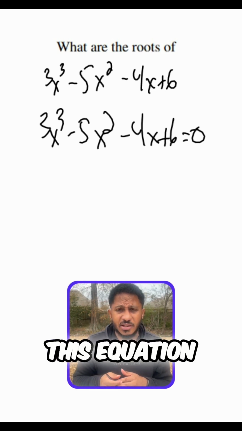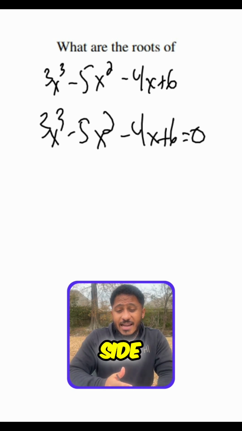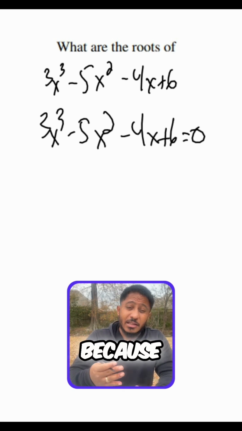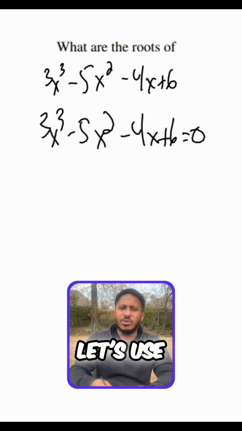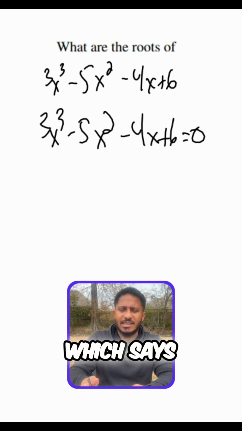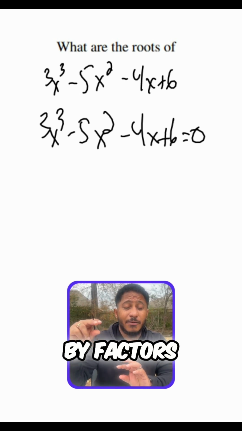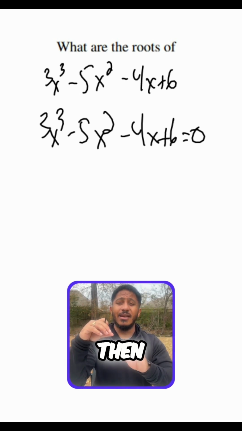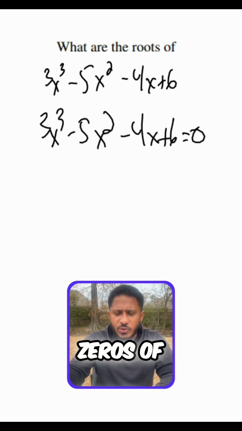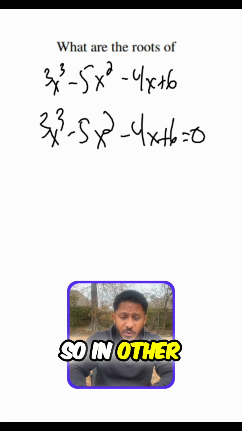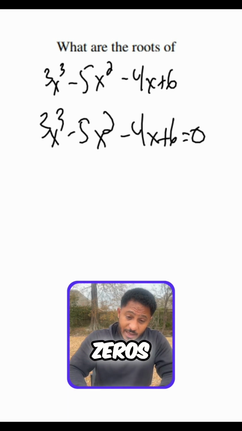How we solve this equation is by first getting 0 on one side, then we can try factoring the other side. Here we can try factoring by grouping because it's 4 terms, but grouping doesn't really work here. So instead, let's use the rational zeros theorem, which says if I plug in factors of the constant term divided by factors of the leading coefficient, then whatever numbers I get will be the potential rational zeros of this function. So in other words, let's try using synthetic division to find those potential rational zeros.